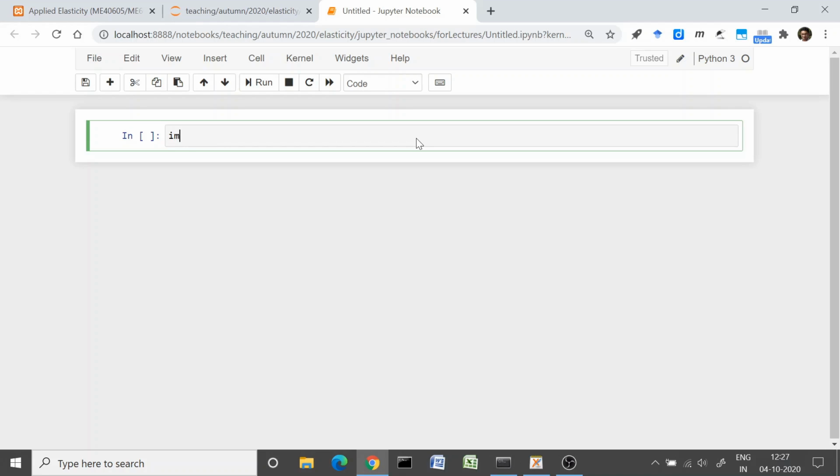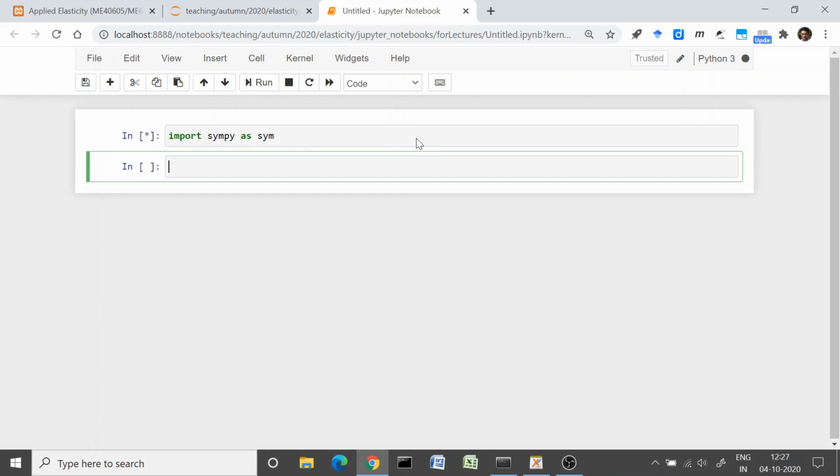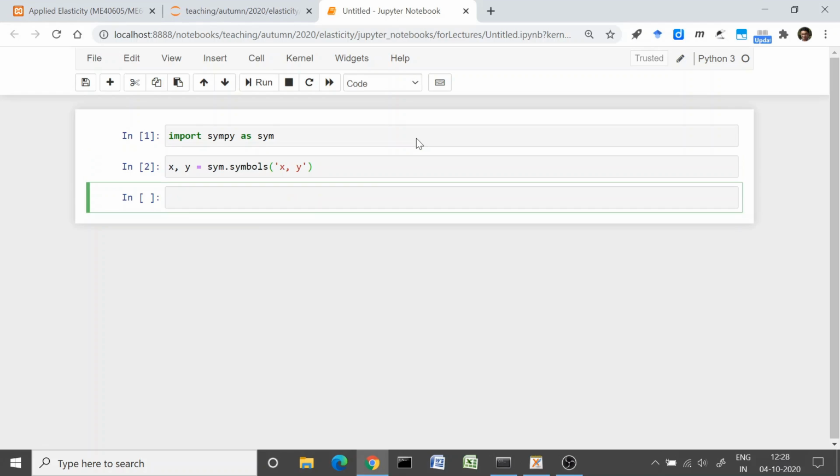So first things first, we import SymPy as sim. We do a shift enter and it will take some time to load up. Done. So we now define our two variables x and y. That's done. And now what we are going to do is to set up our Airy stress function.